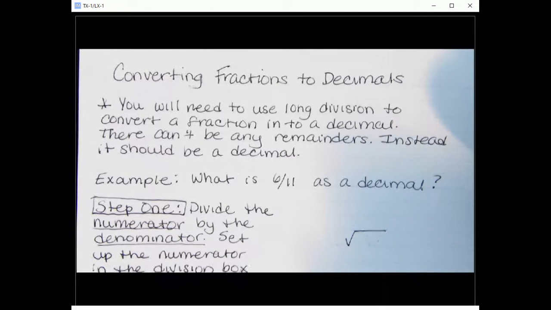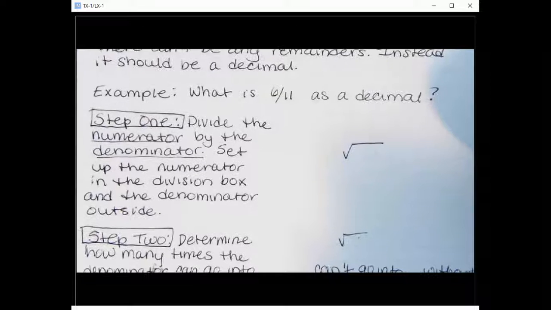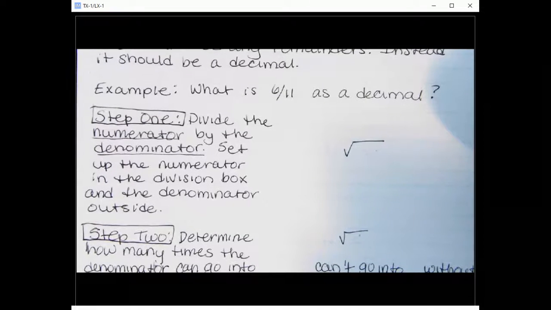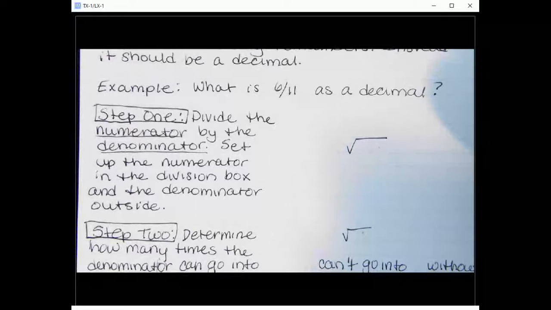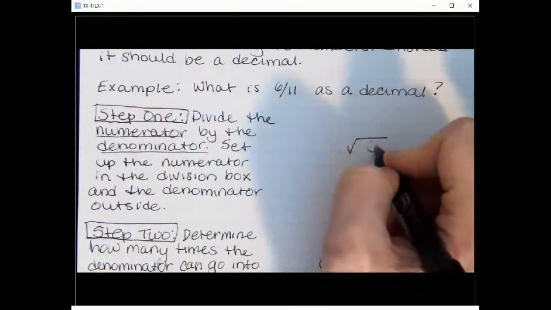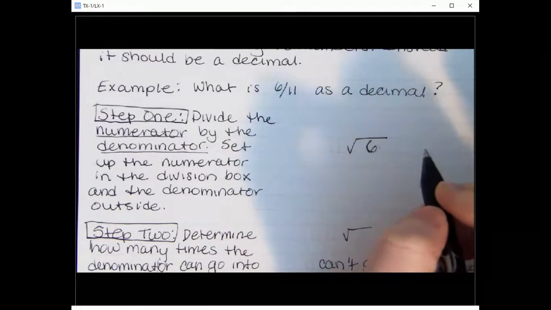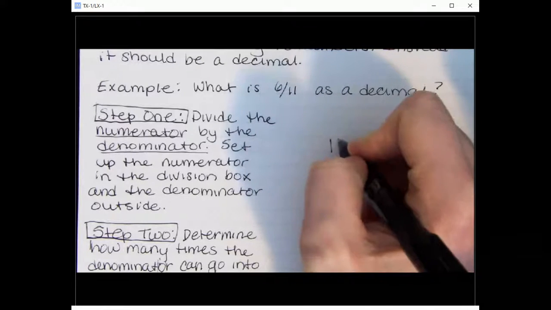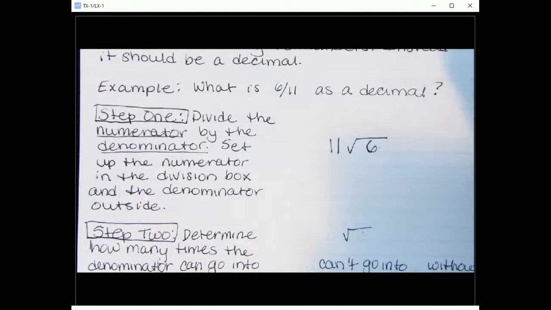So here's our first example, our only example. What is 6/11ths as a decimal? Step 1 is to divide the numerator by the denominator. What that means is you set up the numerator inside the division box and the denominator on the outside. In this case, my 6 is my numerator, so that's going to go inside the division box, and the 11, which is my denominator, is going to go on the outside. It's very important to keep this in mind, what needs to go inside or not, because you can have the wrong answer if you do not do that properly.